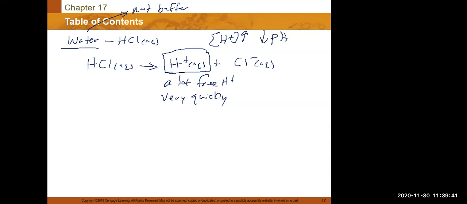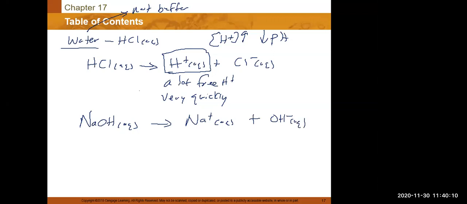So we would expect a pretty good jump in the pH at that point because of the difference here in the H plus concentration. We have basically made a lot of H plus very, very quickly. Now, if we added, say, sodium hydroxide to water, it also is going to 100% break apart into sodium ions and hydroxide ions.